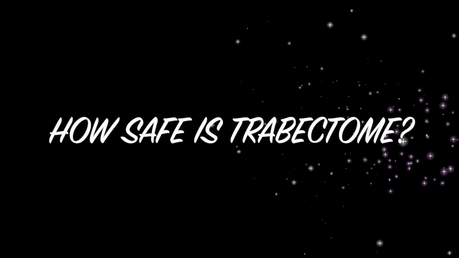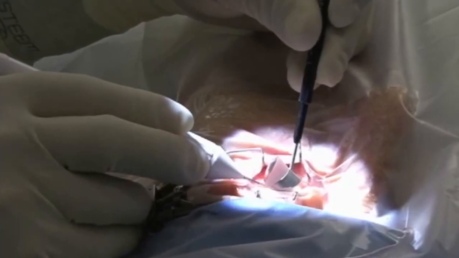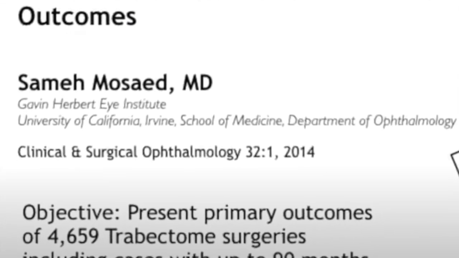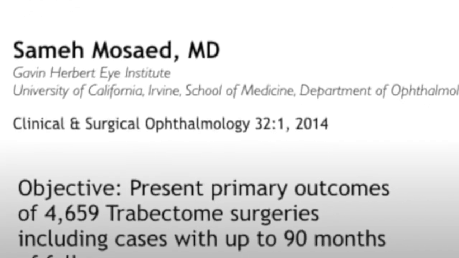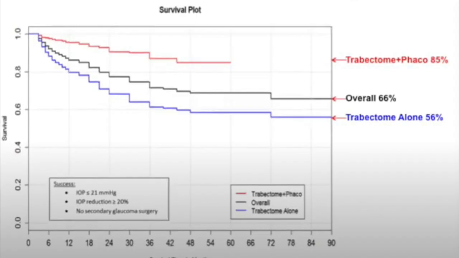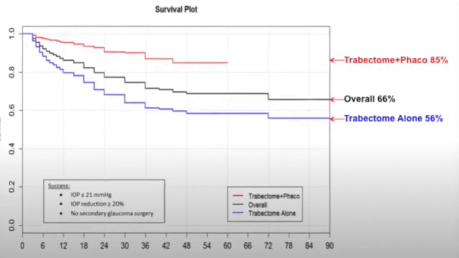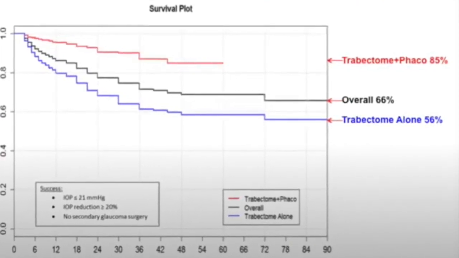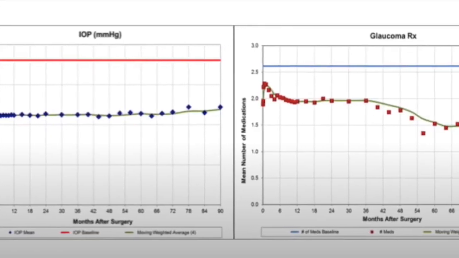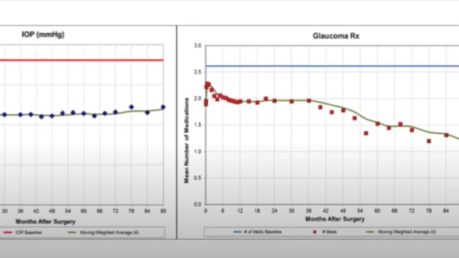So finally, let's look at the success rates of the procedure. Since this procedure has been around for a decade, there are several papers that have validated its efficacy and safety in all stages of open-angle glaucoma. Notably, an article that evaluated 4,659 trabectome surgeries and a 90-month follow-up found an 85% survival rate of trabectome surgery when performed with cataract surgery at the end of 5 years and a 66% at the end of 7 years, with an average IOP reduction of 30% and 60% reduction was found in glaucoma medications.